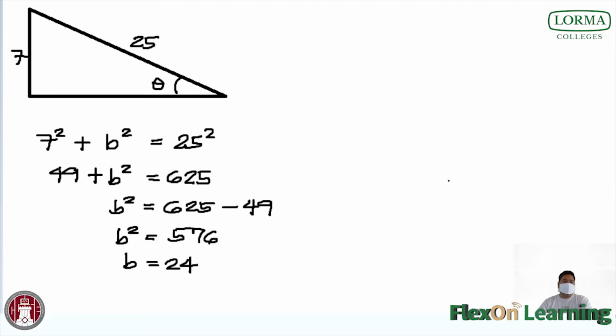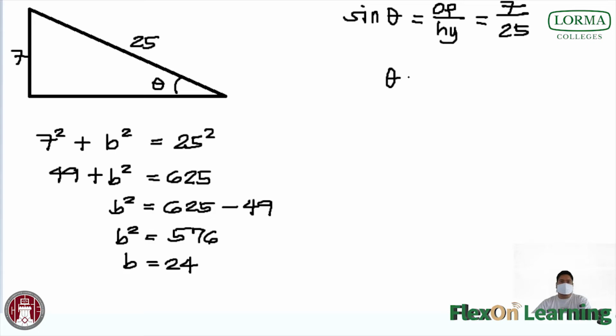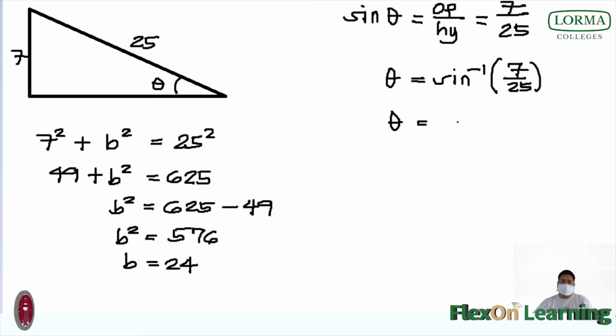Although, as I said earlier, we do not need the 24 just to solve for the angle, because the angle already has the opposite and the hypotenuse, that is actually sine of theta. Sine of theta is equal now to opposite over hypotenuse, and that would be 7 over 25. To solve for the angle, you can say theta is the arc sine or the inverse sine of 7 over 25. Theta would now be 16.26 degrees.